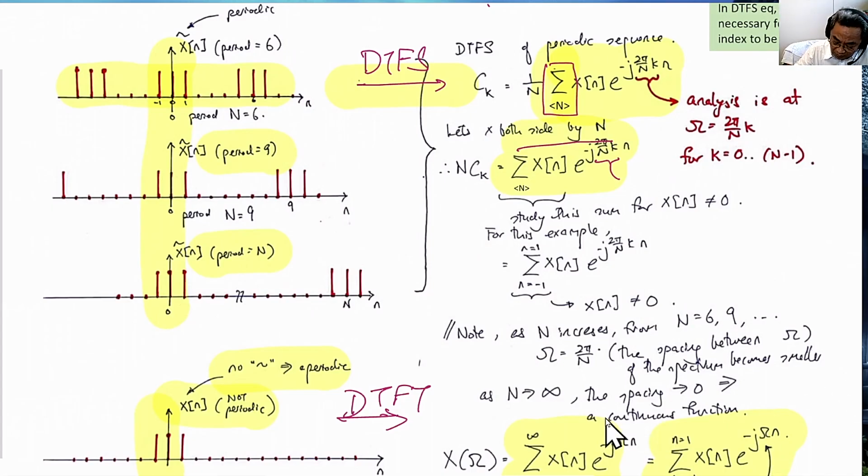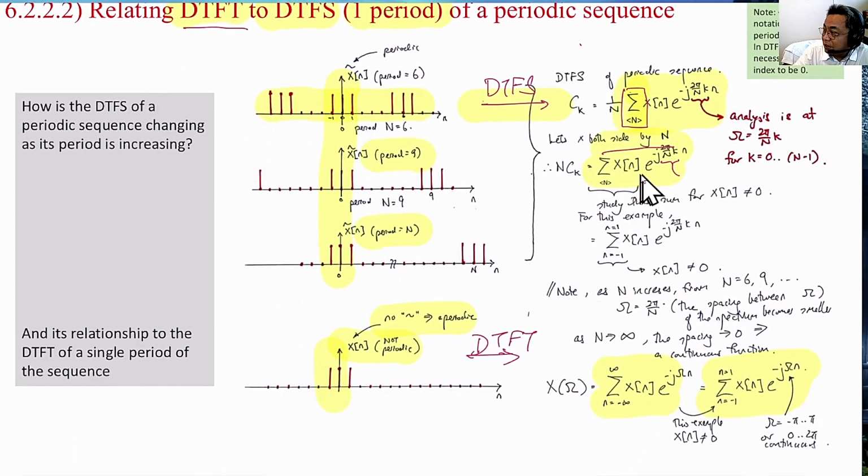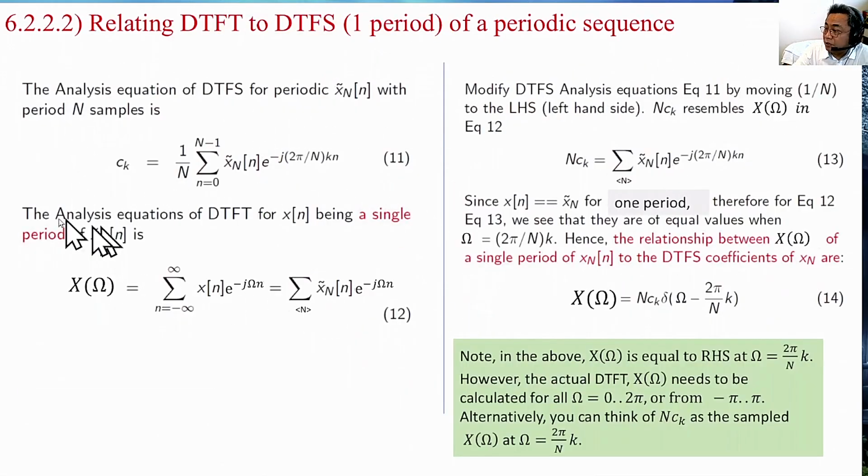So this diagram shows the relationship of DTFT and DTFS. N c_k is actually the DTFT value at this particular frequency, 2 pi over N times k. So this is explained in more detail in the next slides. The other way to look at it is this: X(omega) at this particular frequency, 2 pi over N times k, is actually N times c_k. So if you calculate c_k, all you need to do is multiply by N and you get the value.